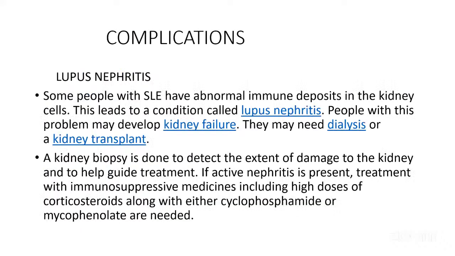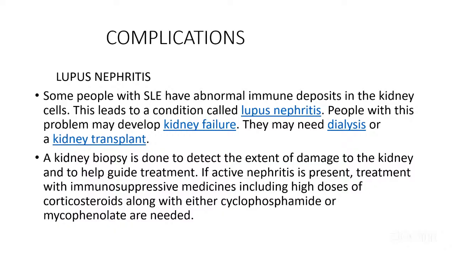All right. You have the complications. Now you have lupus nephritis that affects the kidney. We mentioned it earlier on. Some people with SLE have abnormal immune deposits in the kidney cells. This leads to a condition called lupus nephritis. People with this problem may develop kidney failure. They may need dialysis or a kidney transplant. A kidney biopsy is done to detect the extent of damage to the kidney and to help guide treatment.